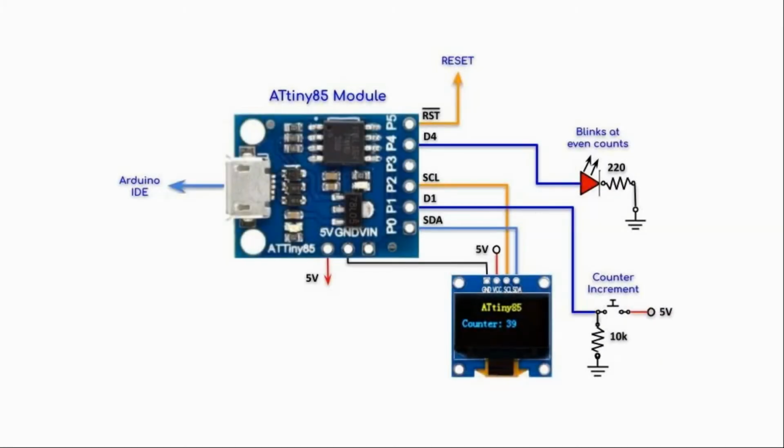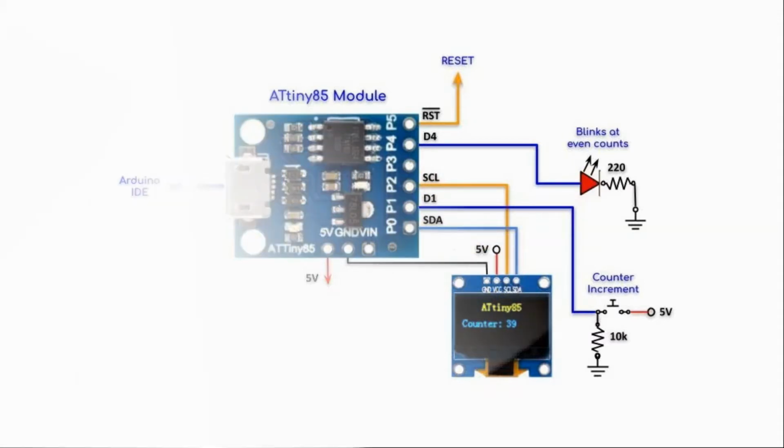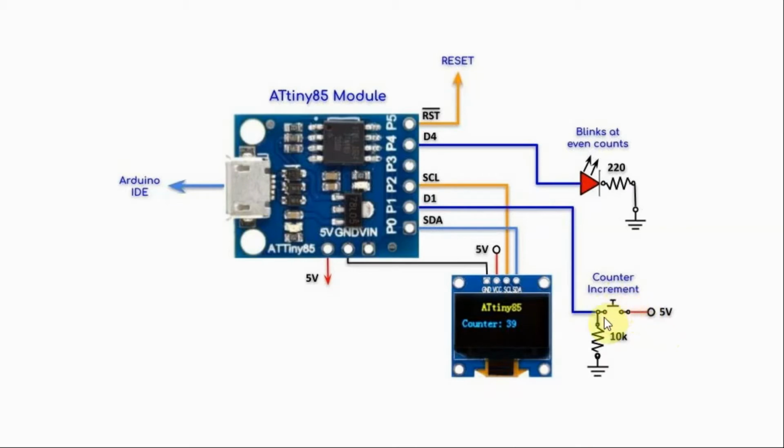A circuit diagram of the interface is shown here. The 0.96 inch OLED display is interfaced with the module through the I2C lines, where the serial clock is connected to P2 and the serial data is connected to port P0. We also have a push button connected to digital pin D1 and an LED connected to digital pin D4.